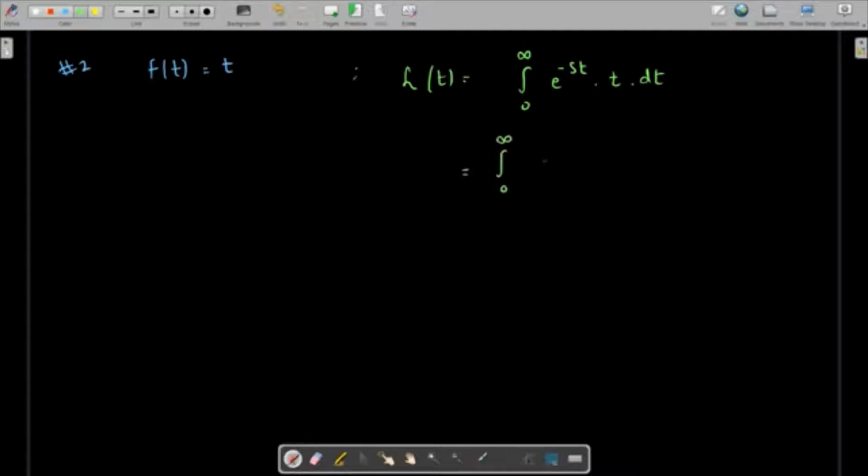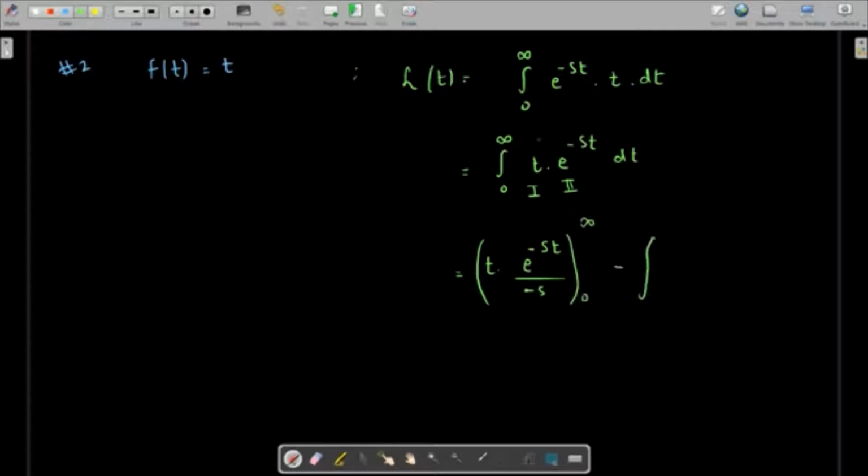So first I'm going to write t, because that's going to be our first part as per the ILATE rule. So this is the first part, this is the second part. The rule says that the first term is kept as it is, and we integrate the second term. So the integration of e raised to minus st is e raised to minus st over minus s, and here we have to place the limits.